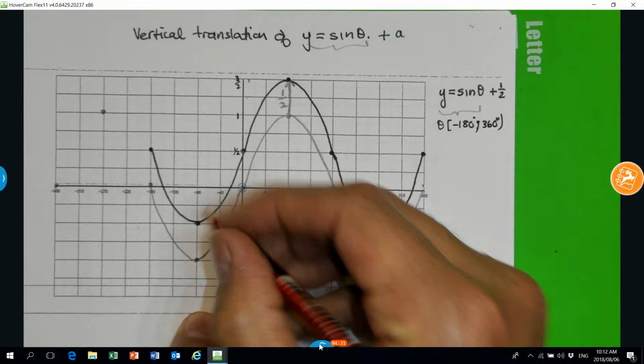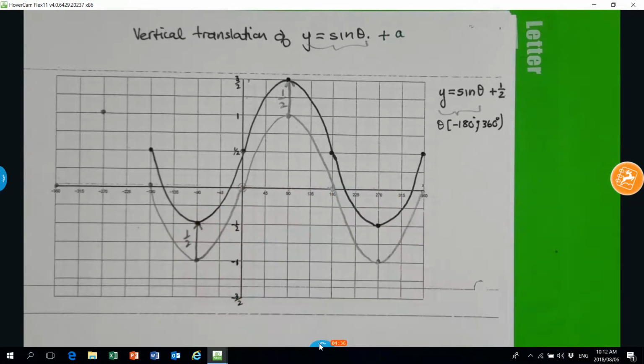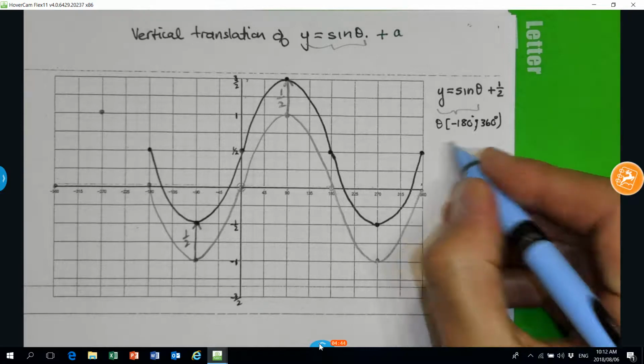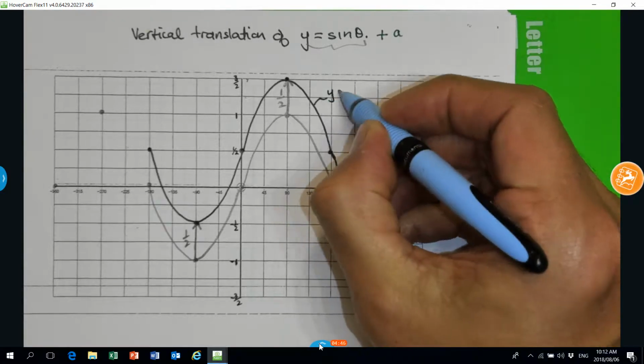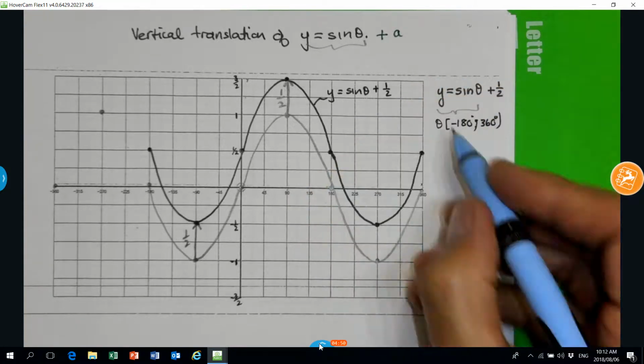The mother curve is still moving up a half a unit vertically. Okay, folks, that's not so difficult. While this grid is here, let me just label this. Y is the sine of theta plus a half. Let's look at another one.